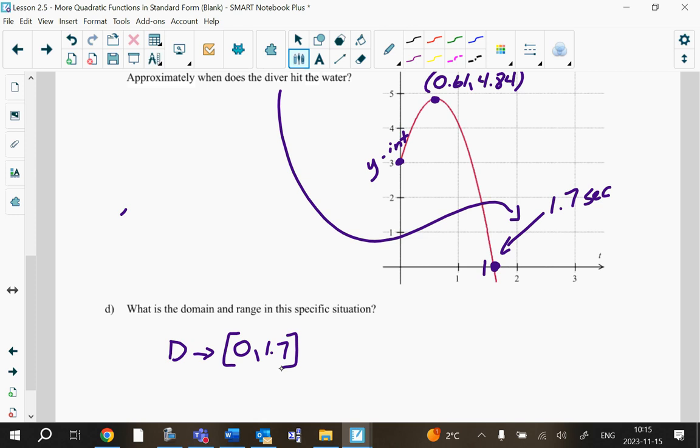What would the range be? Lowest to highest. Don't include underwater. 0, because here. 4.84. Excellent.